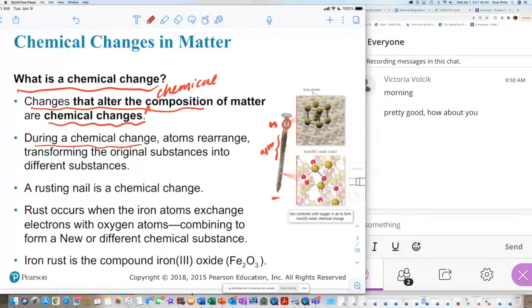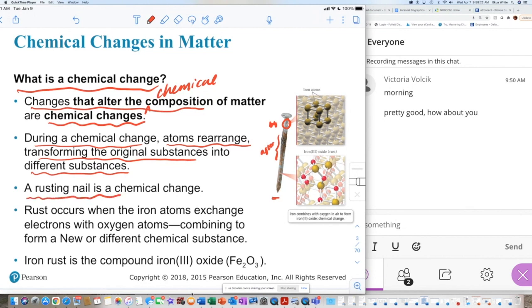During the chemical change, atoms will rearrange themselves, transforming the original substance into a brand new or different substance. Okay, so you have atoms rearranging themselves differently. It's not just a rearrangement, bonds will break, new bonds may form, right? Sometimes a new element or atom adds to the pre-existing element, and in the end you have a whole new chemical, right?